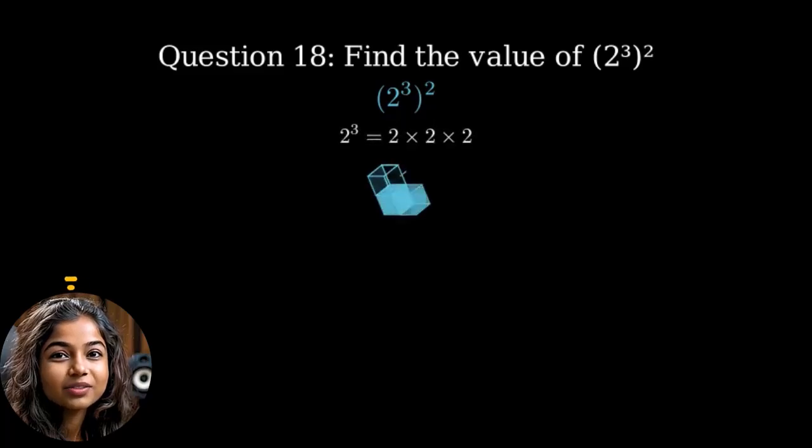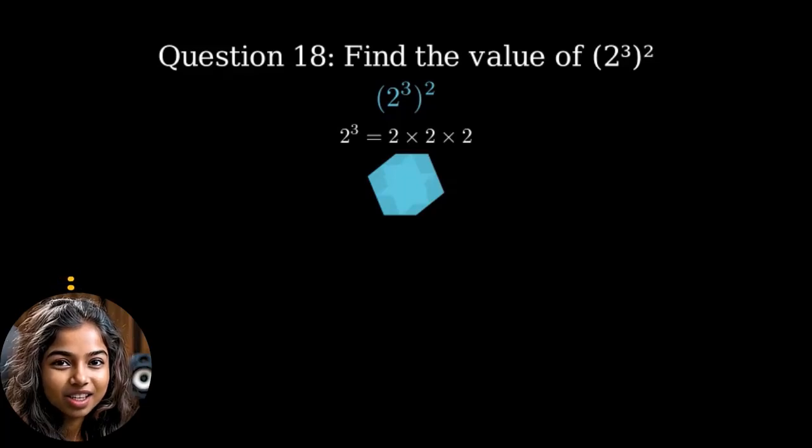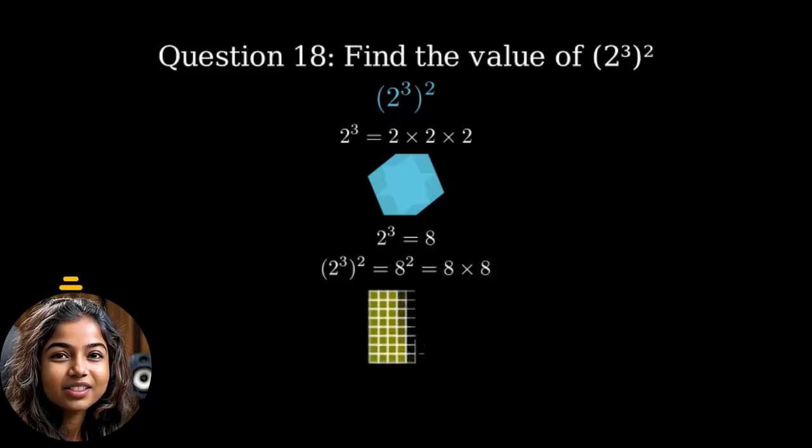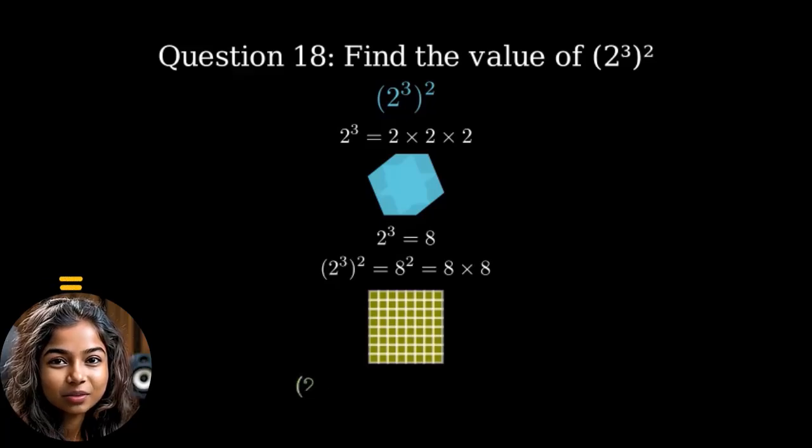Let's solve this exponent problem step by step. We need to find the value of 2 cubed squared. Let's break this down into steps. First, let's calculate what 2 cubed equals. 2 cubed means 2 multiplied by itself 3 times. 2 cubed equals 8. Now our problem becomes 8 squared. This means we need to multiply 8 by itself. 8 times 8 equals 64. Therefore, 2 cubed squared equals 64.